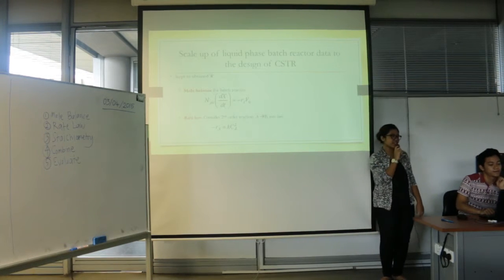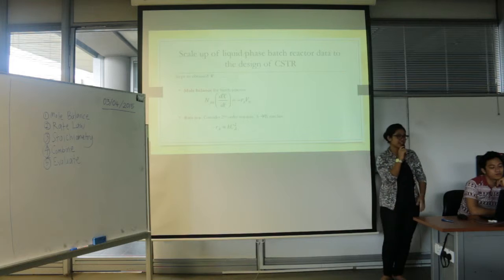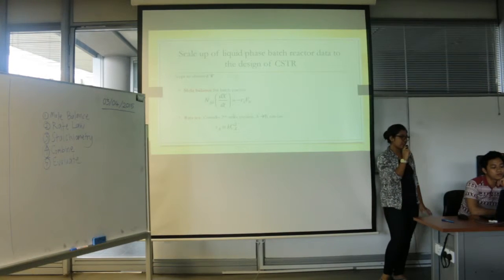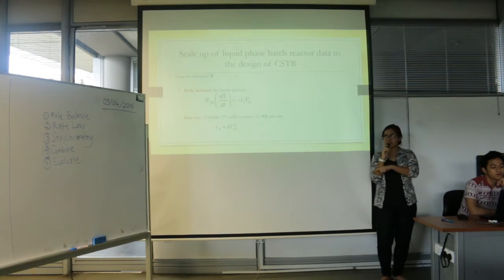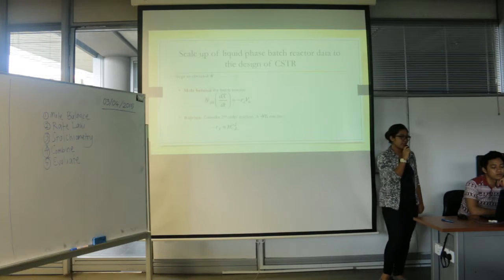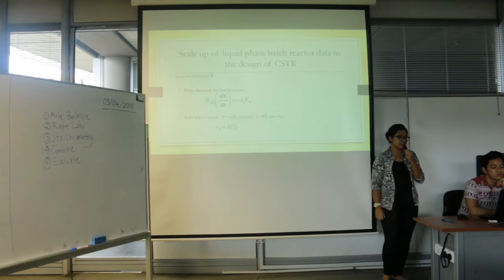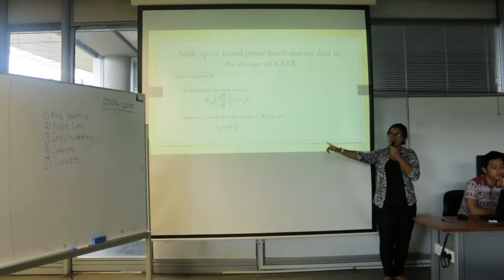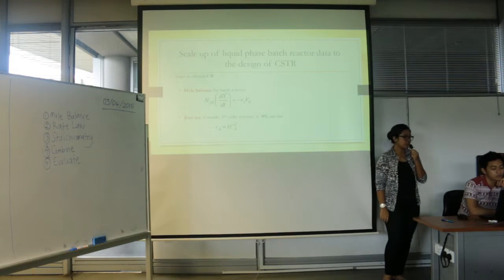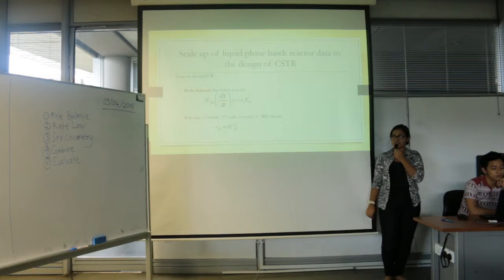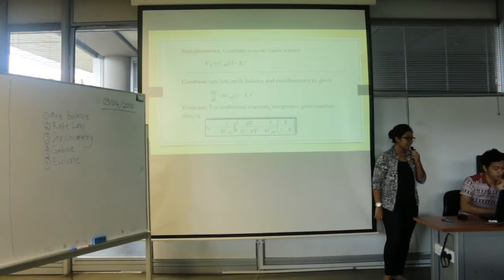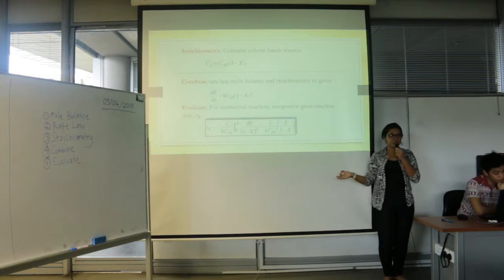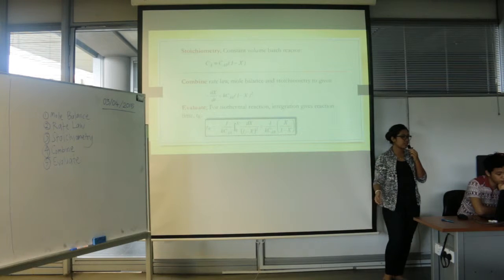First of all, the scale up of liquid phase batch reactor data to the design of CSTR. We can use these 5 steps to obtain the k. First step, mole balance. As you can see, the mole balance for batch reactor is N_A0 dX over dt equals negative r_A V. The next step is rate law, which is negative r_A equals k C_A squared. And then the third step is stoichiometry, which is C_A equals C_A0 in bracket 1 minus X.